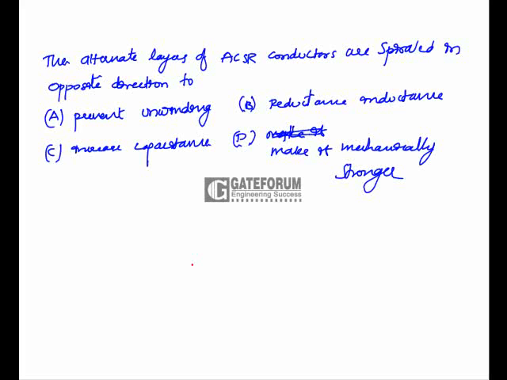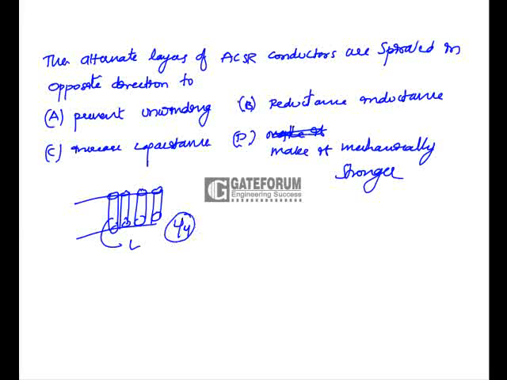Layers of ACSR conductor are spiraled in opposite direction. Now what are the filaments we have in ACSR conductor? We have n number of filaments which are connected in opposite direction. So these are all parallel. Since each filament has certain inductance L, what will the total be if you have 4 filaments? L by 4. That is, the answer is reduced inductance.